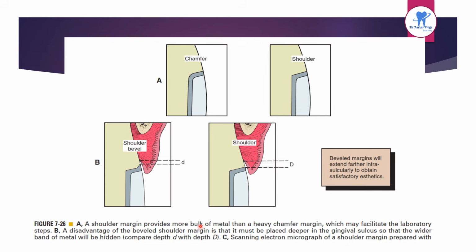Okay, this is the depth d, compare with capital D. So here it must be placed deeper in the gingival sulcus so that the wider band of metal will be hidden.